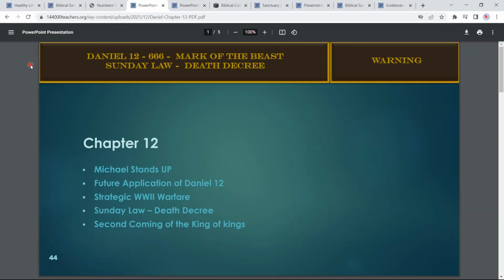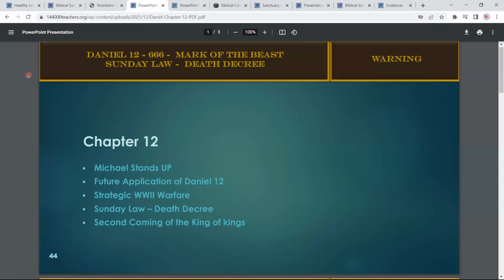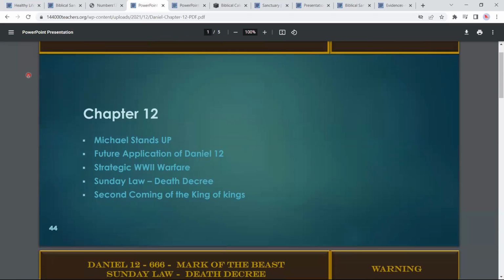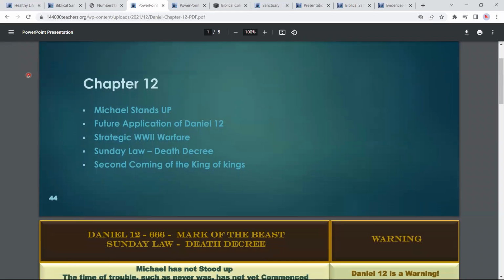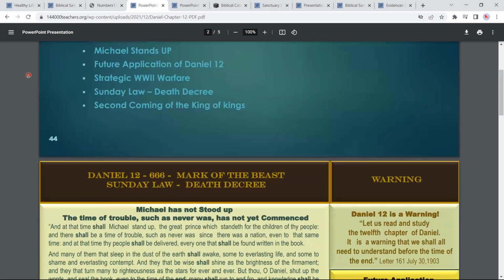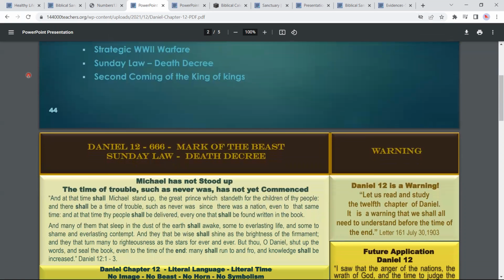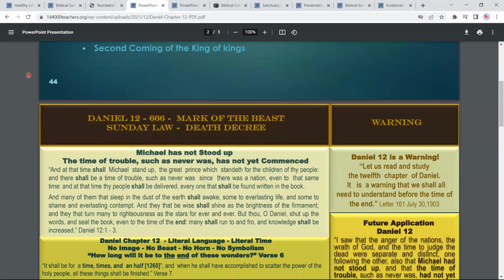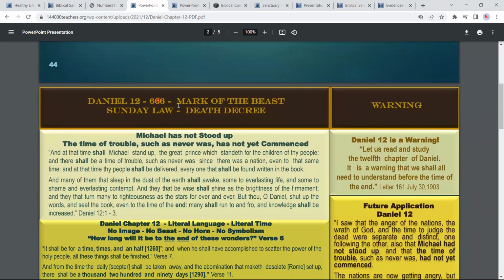We are looking at chapter 12, Daniel 12:666, the mark of the beast, the Sunday law, and the death decree. And there is a warning included in this teaching. Very, very important warning. We're told in Daniel 12 that there is a warning. Let us read and study the 12th chapter of Daniel.